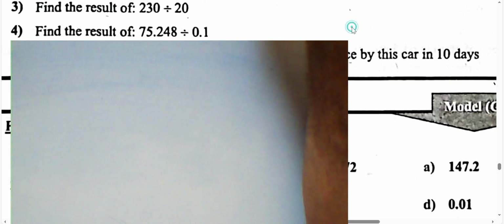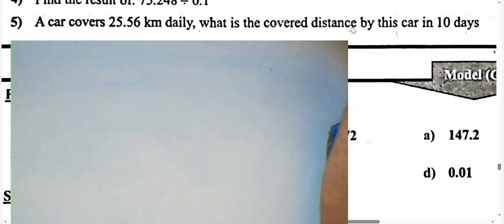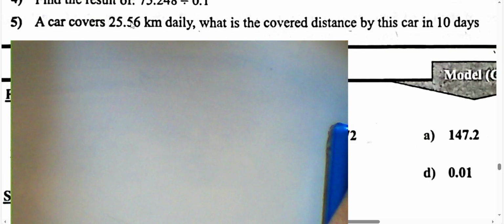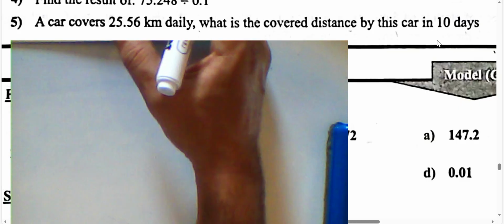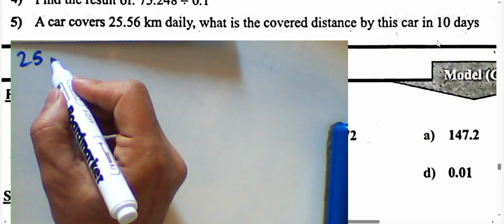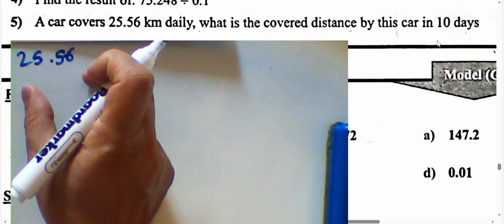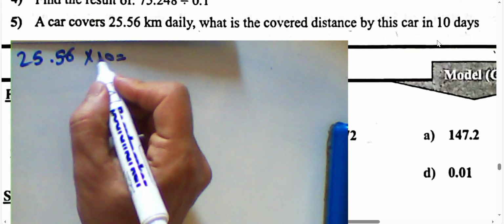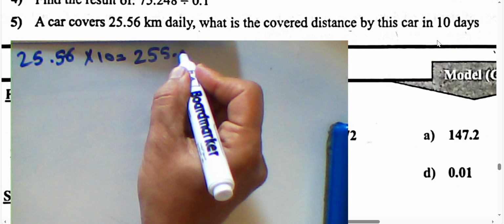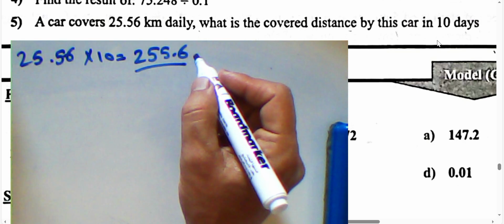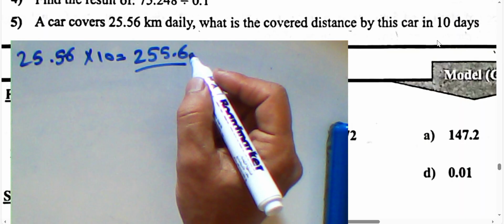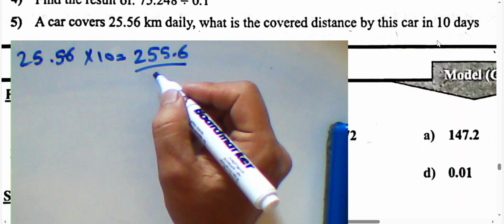Next question. A car covers 25 and 56 hundredths kilometer daily. What is the distance covered by this car in 10 days? We can multiply the number. Write 25 and 56, multiply by 10. Move the point right hand side to 5.6. Convert now from the answer at 10 days. Okay, the result will be in kilometer.